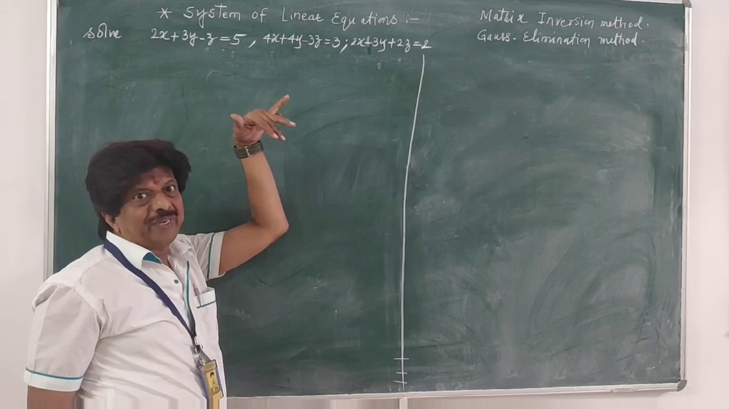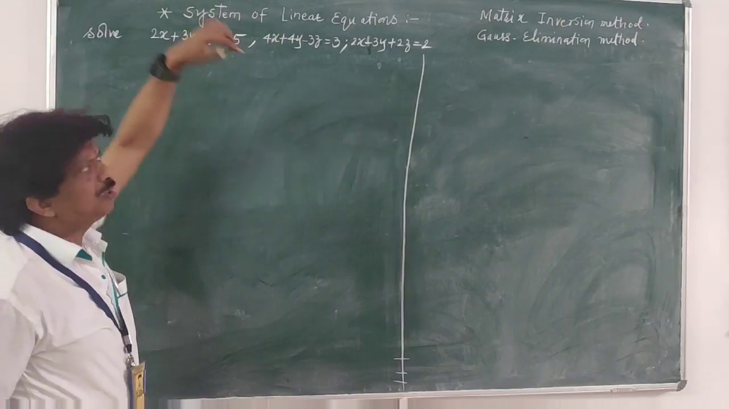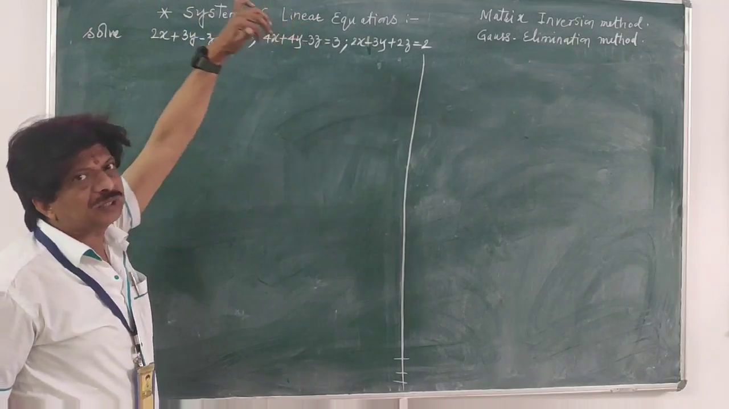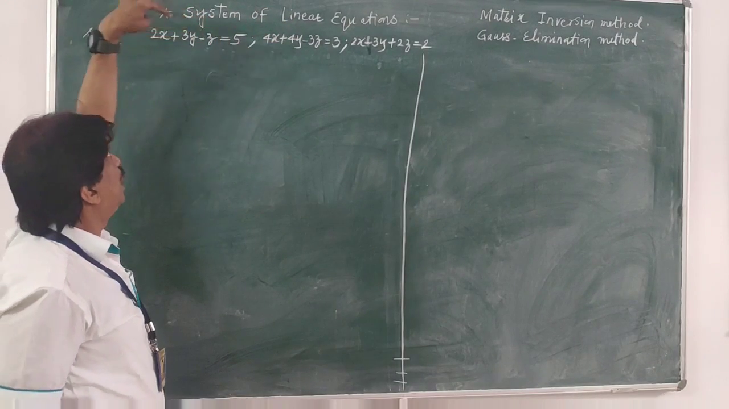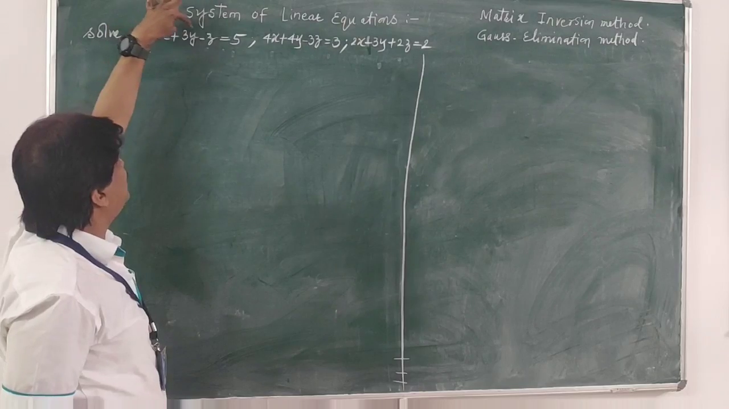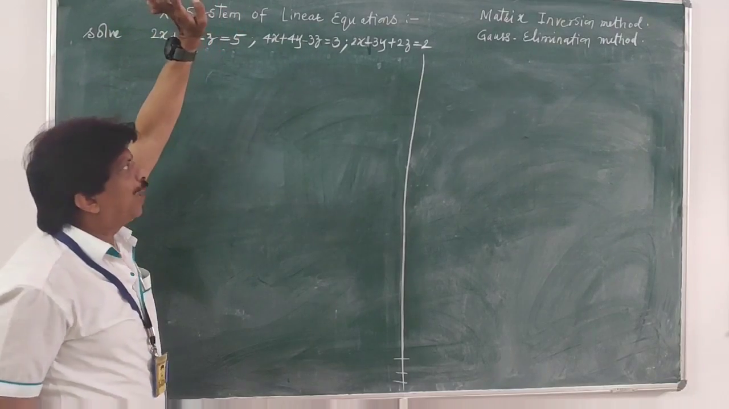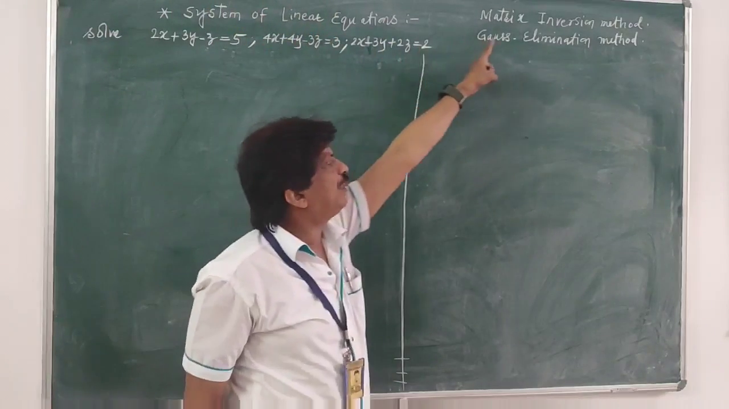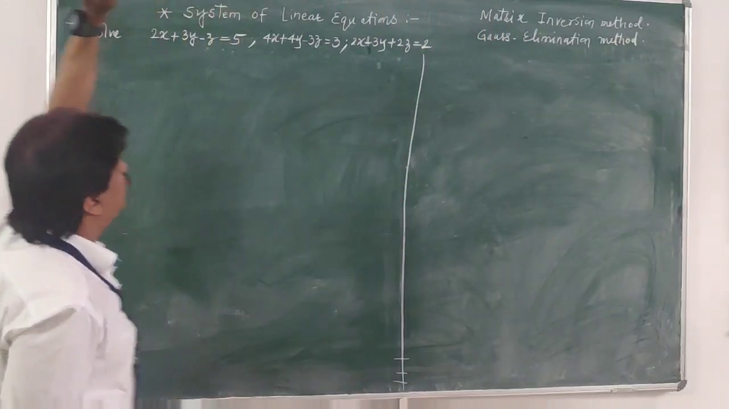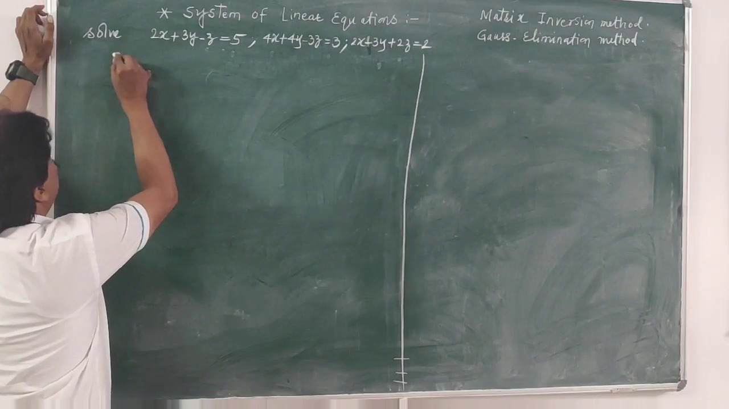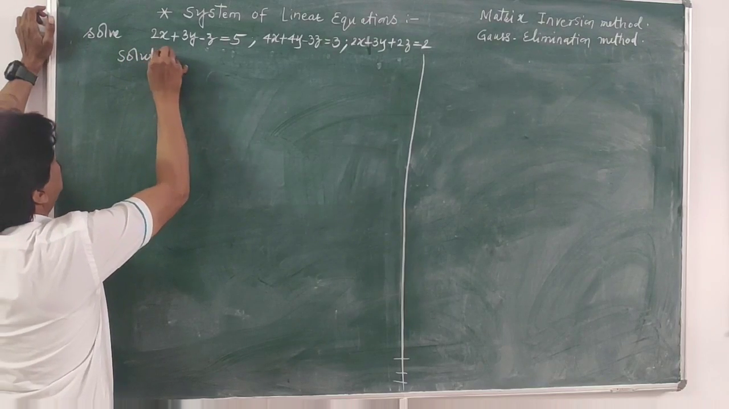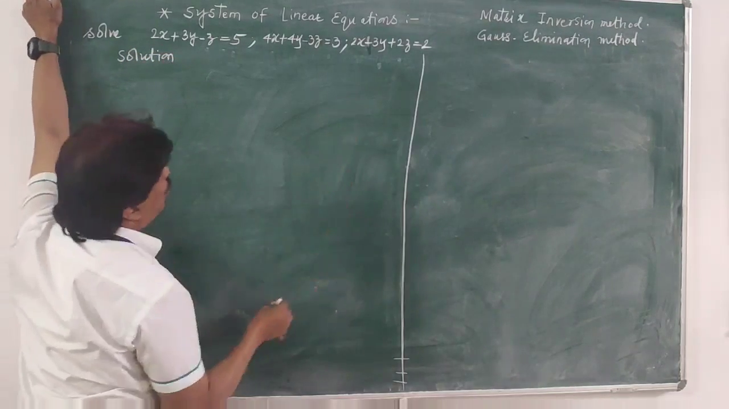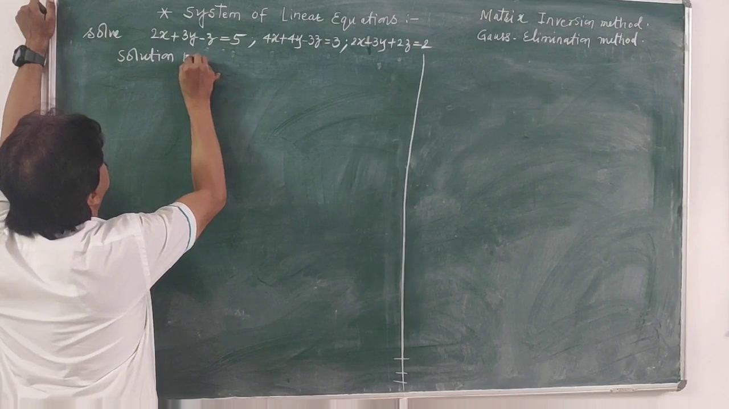System means more than one equation. There are three equations involved over here. This system has three equations in three unknowns. The unknowns are denoted by x, y and z. So I am now illustrating first the matrix inversion method. Solution by the matrix inversion method. The same system we shall solve by the Gauss elimination method also.